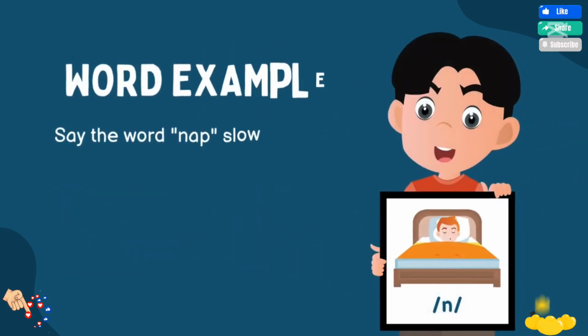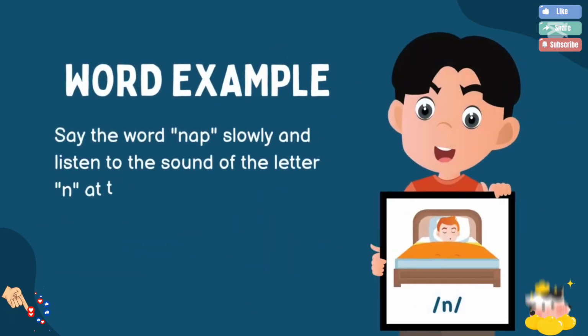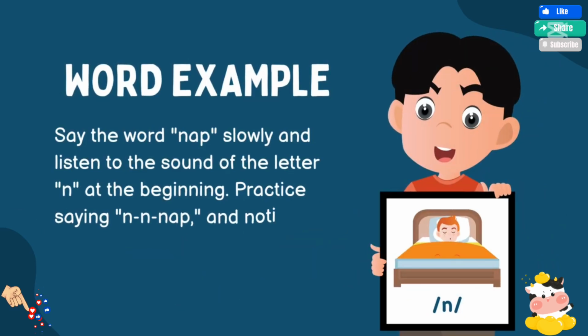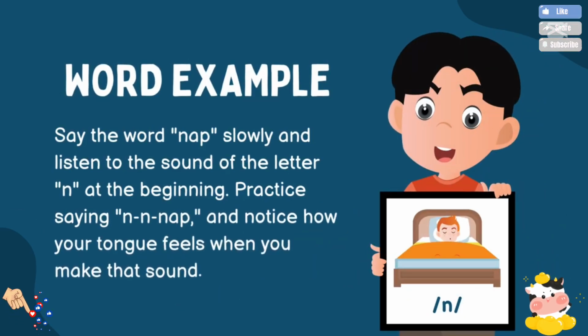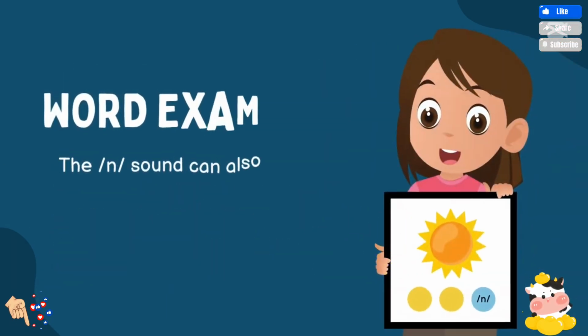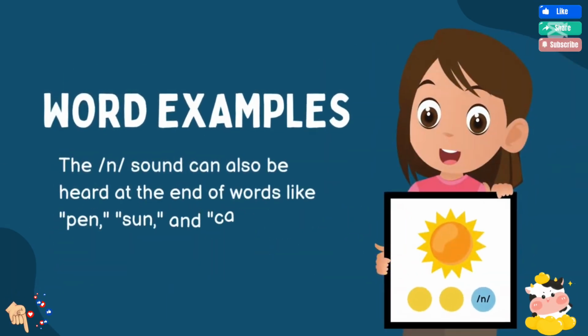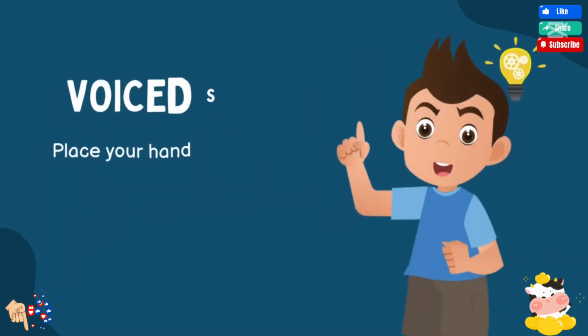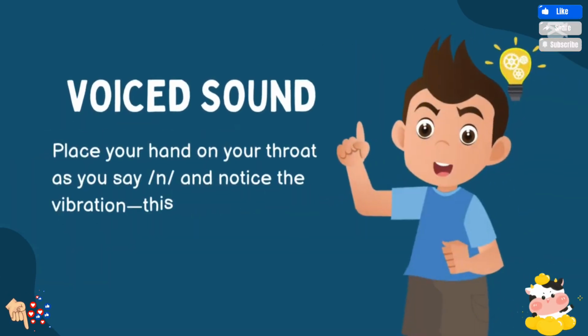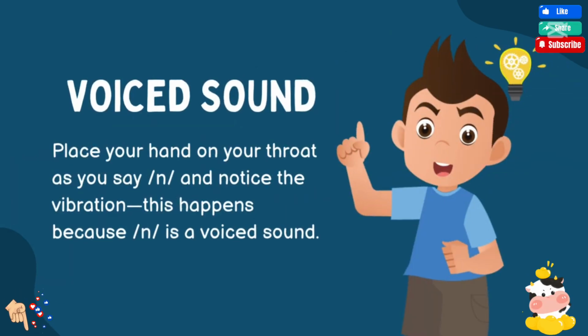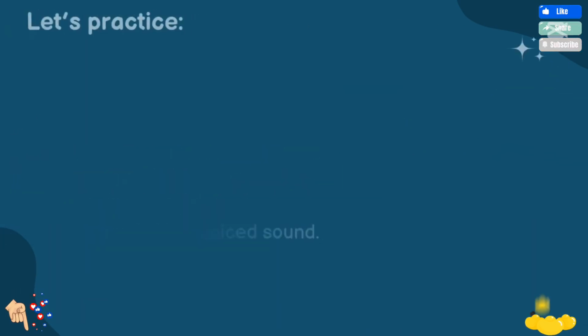Word example. Say the word nap slowly and listen to the sound of the letter N at the beginning. Practice saying N, nap, and notice how your tongue feels when you make that sound. The N sound can also be heard at the end of words like pen, sun, and can. Voice sound. Place your hand on your throat as you say N and notice the vibration. This happens because N is a voice sound.